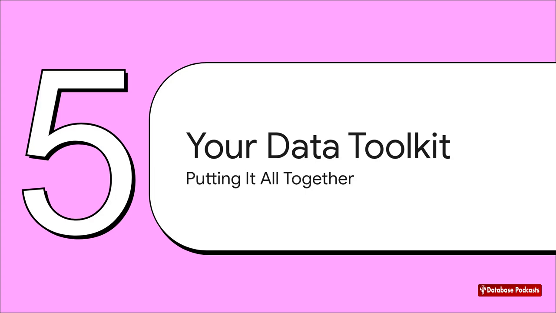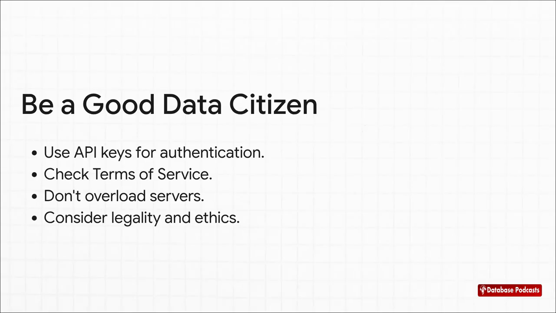Okay, so let's put it all together now. How do all these different methods fit into a practical, day-to-day toolkit for getting data? But first, a few really important ground rules. You have to work responsibly. A lot of APIs will require a special key to authenticate your request, so you've got to read their documentation. And whether you're scraping or using an API, be a good citizen. Don't hammer their server with a million requests a second. And always check their terms of service. Just because you can get the data doesn't always mean you should.